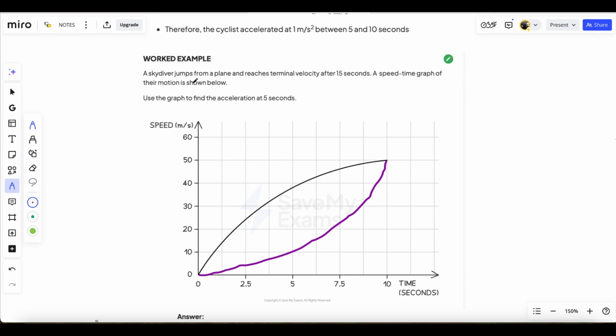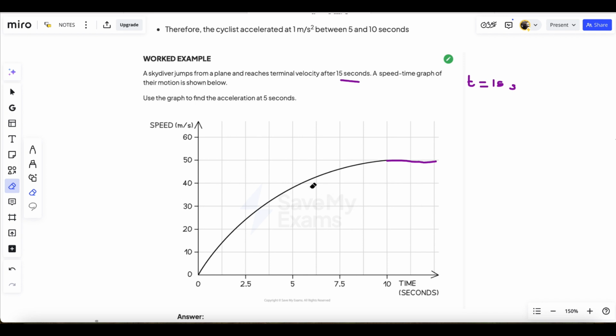Now, a skydiver jumps from a plane and reaches a terminal velocity after 50 seconds, so they give you the time. Time is after 50 seconds. So it reaches its terminal velocity after 50 seconds. Right? Now a speed-time graph of the motion is shown. When you reach terminal velocity, you now have a straight line like this. Okay, let's erase this one that we drew, so that we will focus on the real graph.